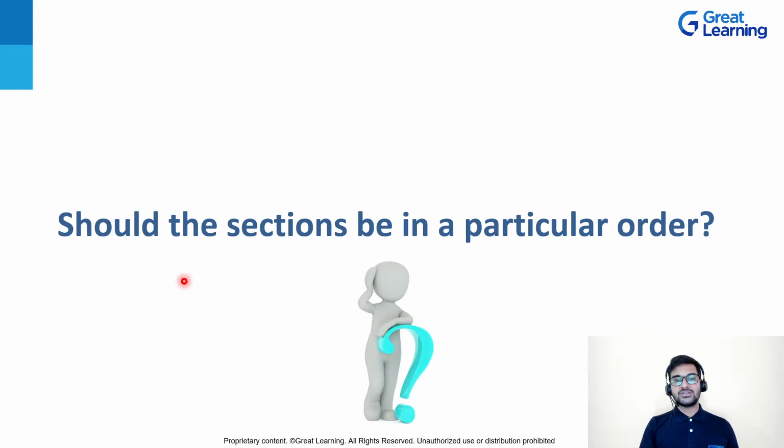Now, one more question. Should the sections be in a particular order? Whatever we have discussed, that there should be projects, trainings, profile summary, name, should that be in a particular sequence? I have already discussed it. Yes. See, you can switch a few things. For example, whether you want to mention your key skills first or trainings first, that can be switched. But few things should be at a specific place. Whenever you are writing your personal details, that should be at the top. Your name, email ID, phone number, that should be at the top.